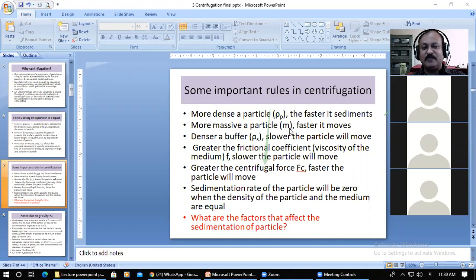For example, if I have a piece of iron, it will probably sediment very fast. But if I take a piece of cotton, which probably has the equal weight as that of the iron piece, the iron piece will move faster than the cotton piece, because the density of the iron is more than the density of the cotton. Is it right?